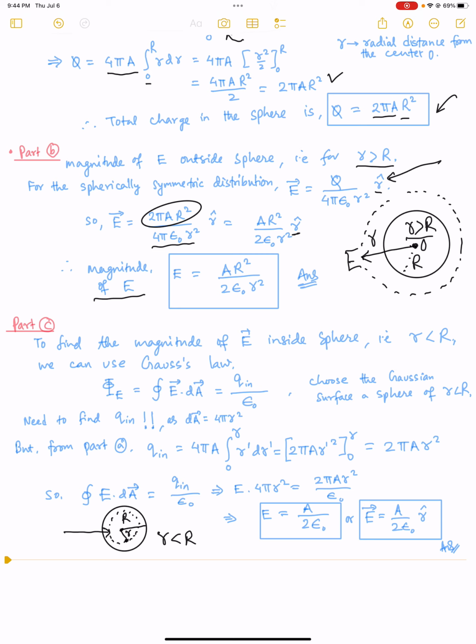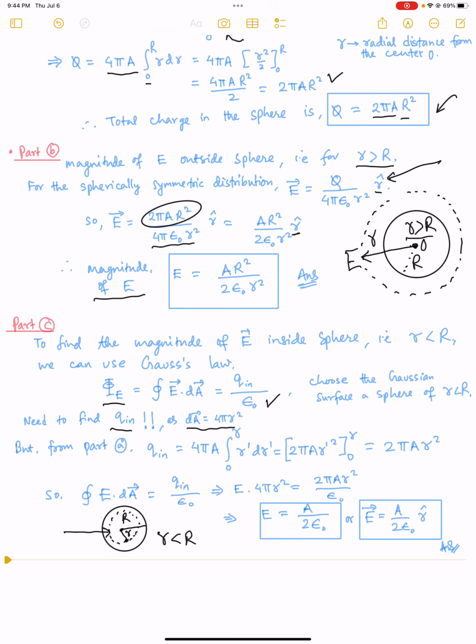So for that, the electric flux, E dot dA, will be equal to the charge enclosed by that Gaussian surface divided by the permittivity of free space, epsilon naught. Here the problem is we need to find this q in, and the area is 4 pi r squared. That's the surface area of that Gaussian surface. The radius is r, so that's 4 pi r squared.